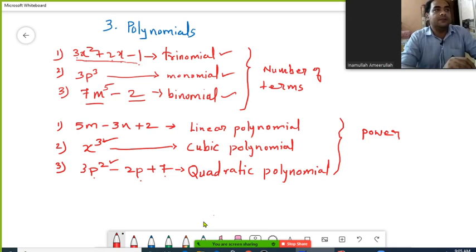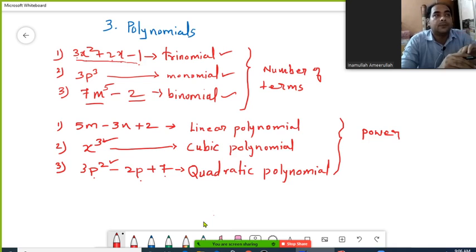First three ways are to categorize the polynomial on the basis of the number of terms which they have. The second way is to categorize the polynomial on the basis of their degree of power, like linear polynomial, quadratic polynomial, and cubic polynomial. If the polynomial has highest degree as 1, it is called linear polynomial. If highest degree is 2, then it is called quadratic polynomial. If highest degree is 3, it is called cubic polynomial.